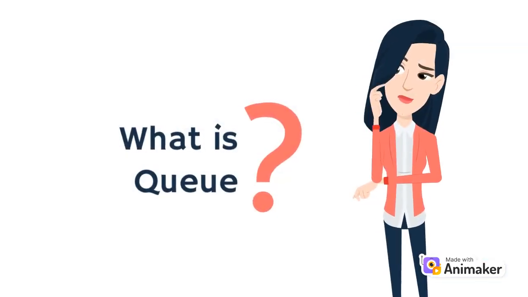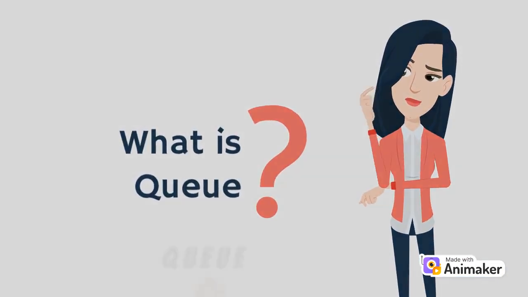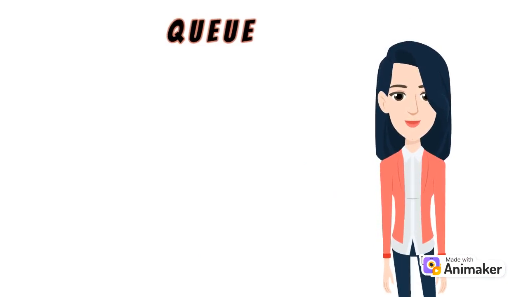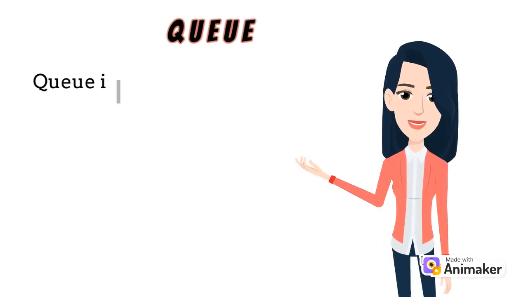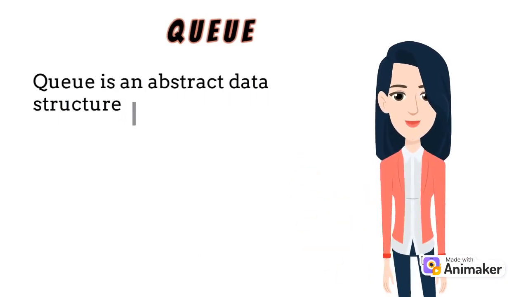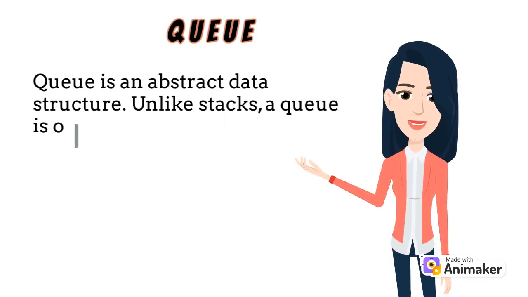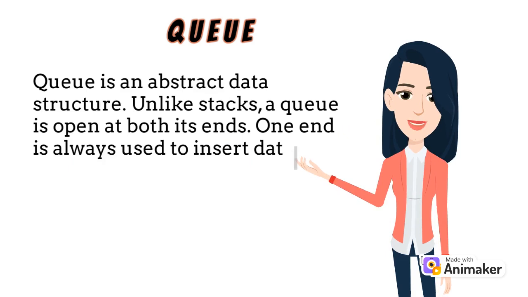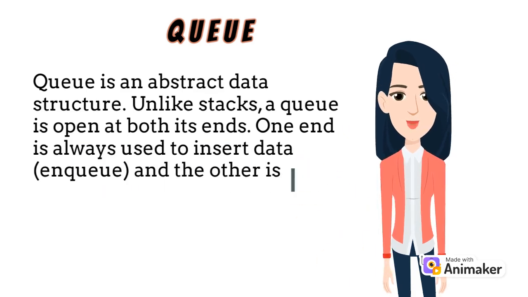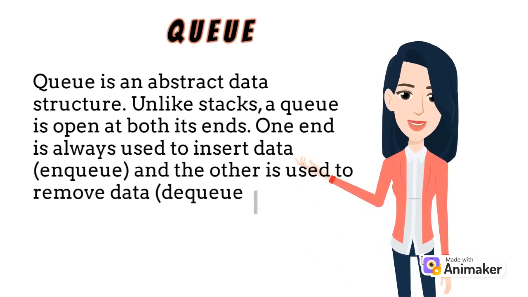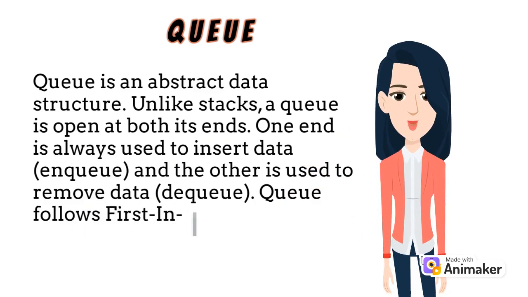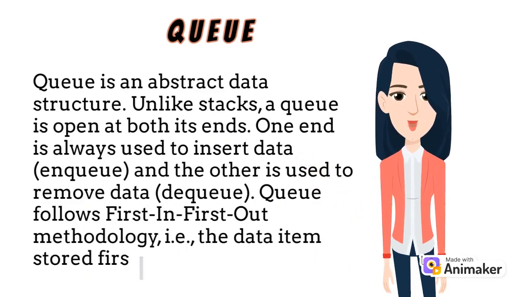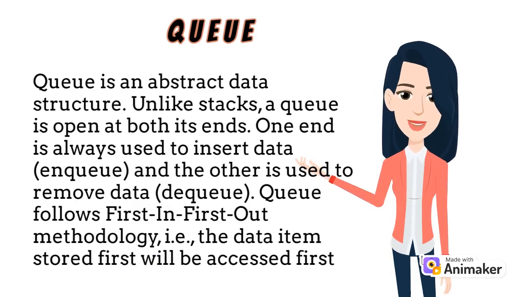Now we will understand what is queue. Now let's see the formal definition of queue. Queue is an abstract data structure. Unlike stacks, a queue is open at both its ends. One end is always used to insert data, enqueue, and the other is used to remove data, dequeue. Queue follows the first in first out methodology. For example, the data item stored first will be accessed first.